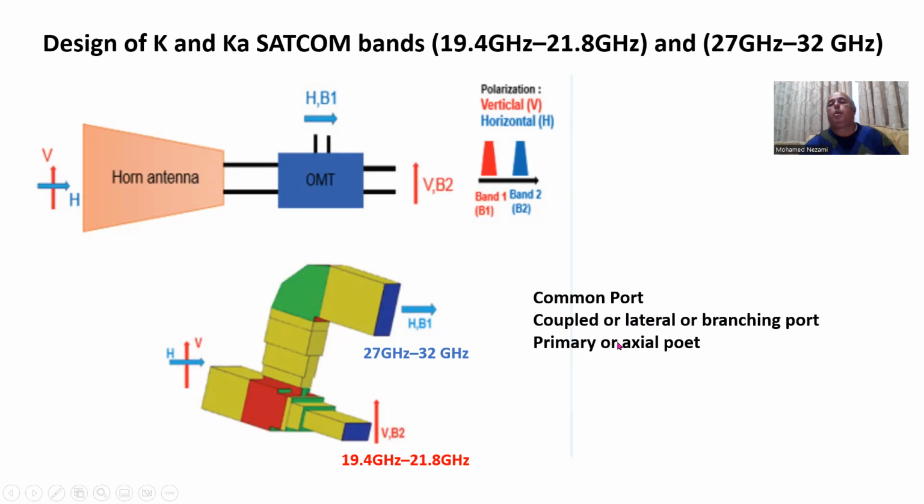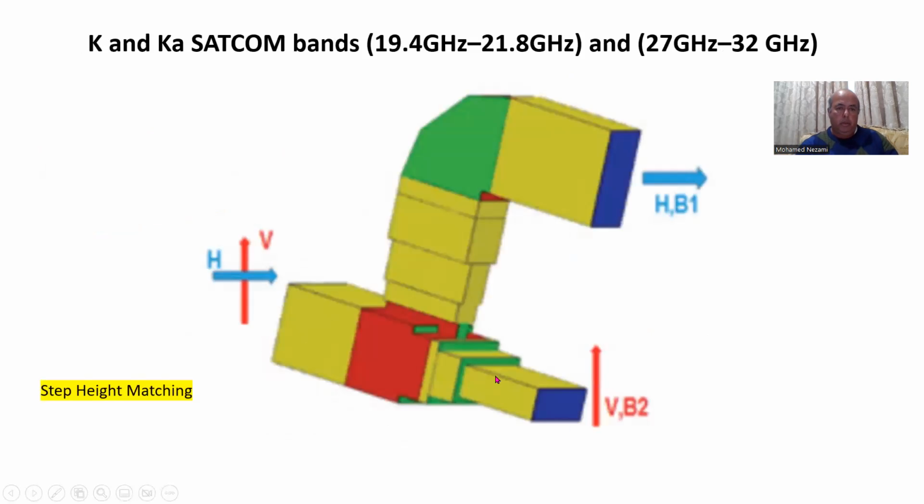These are different names. You go through the literature, a lot of times you will find that some people use coupled, some people use lateral, some people use branching. All these names mean the same thing, okay? So this port is usually called axial or primary. This port is usually called the coupled or lateral or branching, okay? So this again is just an exploded version of that diagram.